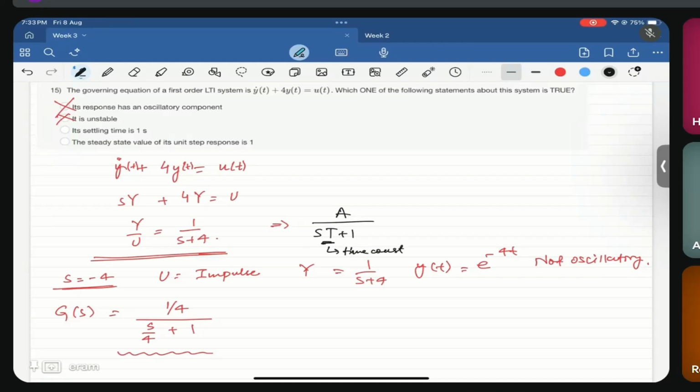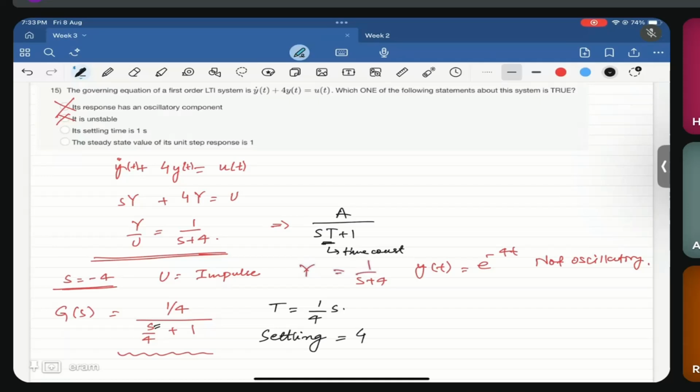So here what is the coefficient of s? It is 1 by 4, so the time constant T is 1 by 4 second. So what is the settling time in terms of time constant? That is a formula for it. If we know the time constant, we can find out the settling time. It is 4 times T. T is 1 by 4, so 4 into 1 by 4 second, that is 1 second. So the settling time is 1 second for this system.